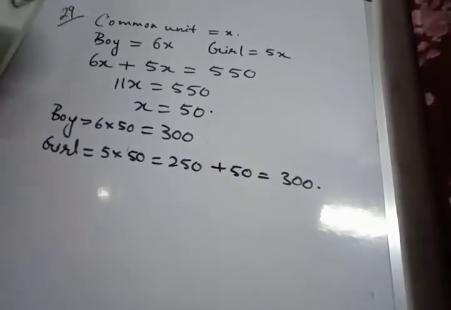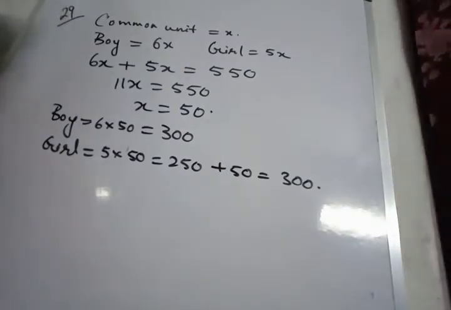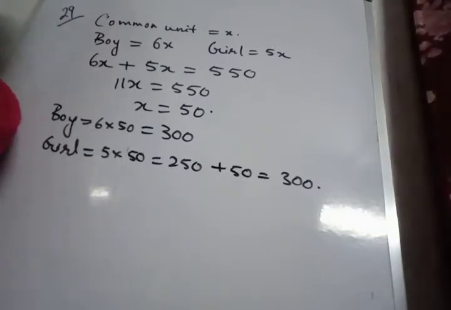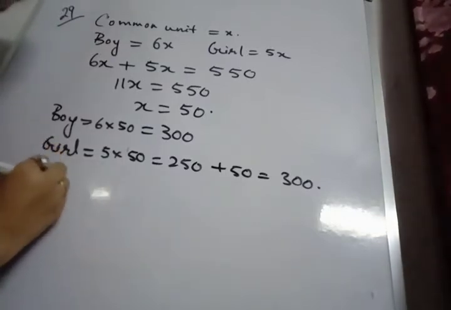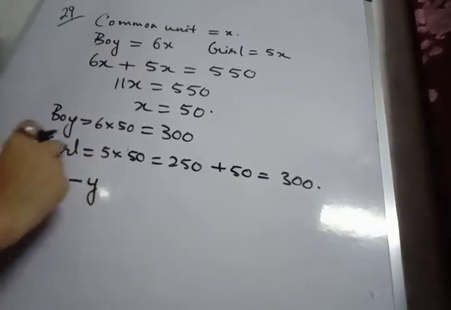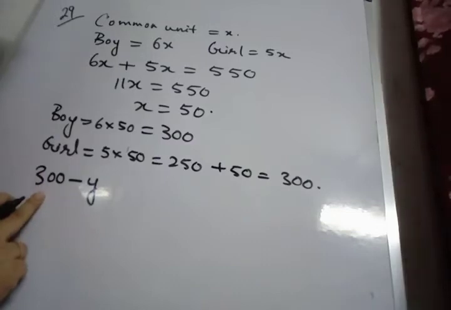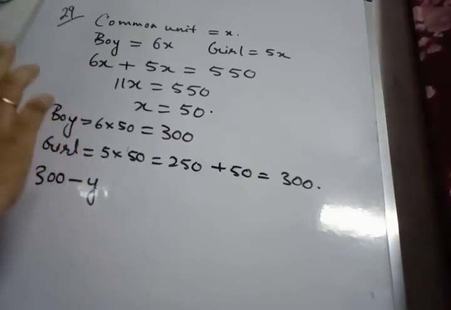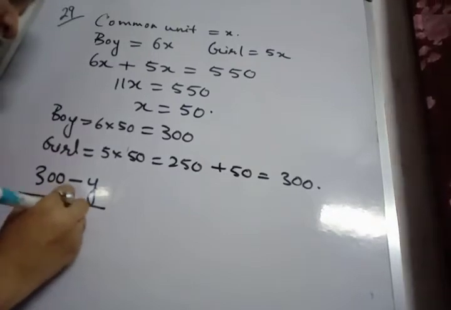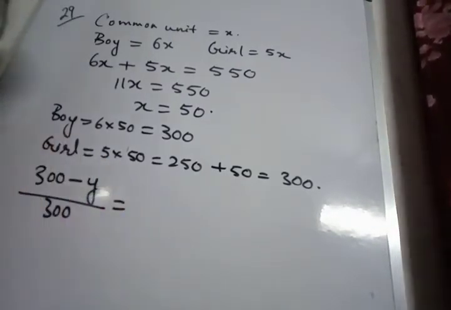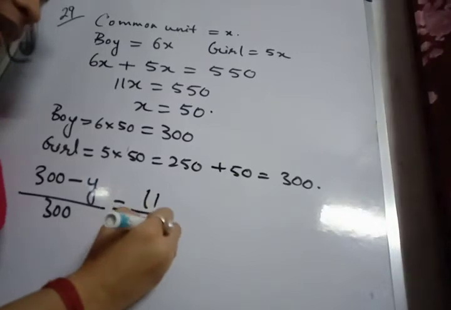Now in the question it is told that 50 more girl students joined. That means 250 plus 50, which makes the number of girls 300. And it is told that few boys left the school. Now we do not know how many boys left the school, so let the boys that left the school be y. So I can write 300 minus y. 300 represents the initial number of the boys, and minus y represents the boys who left the school, divided by the total number of girls, that is 300, and the new ratio is 11/12.